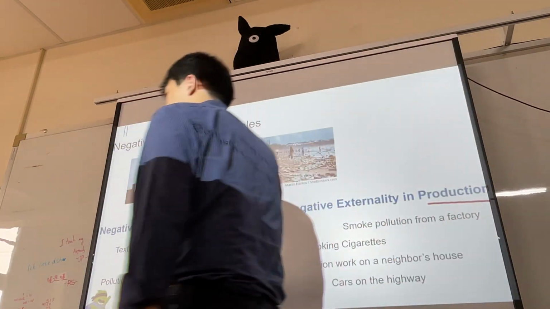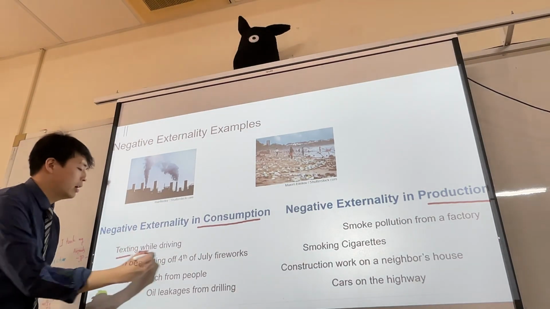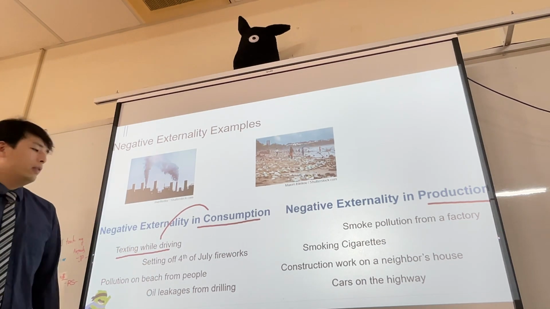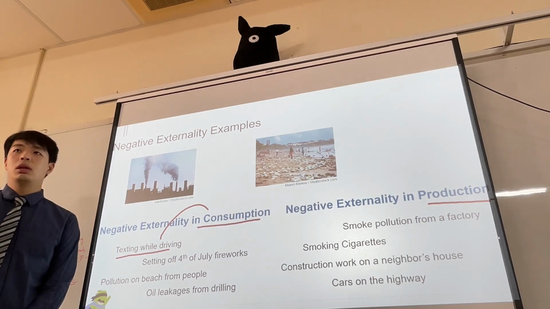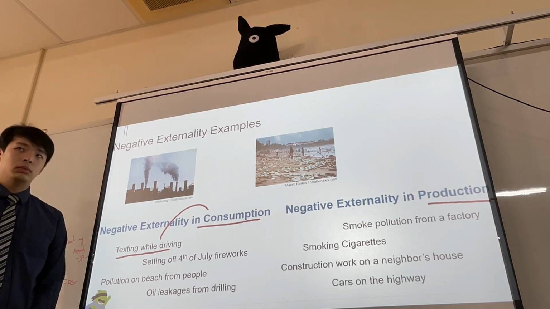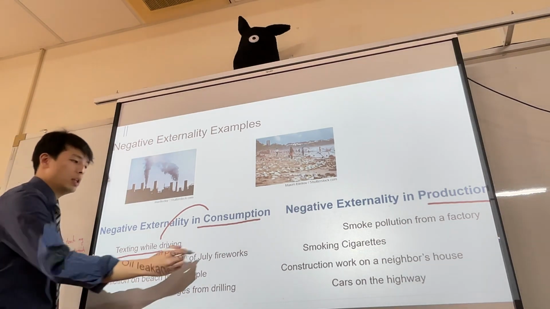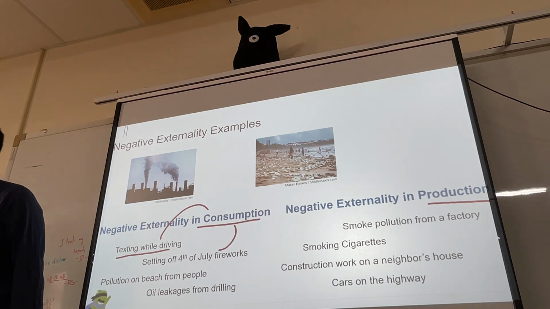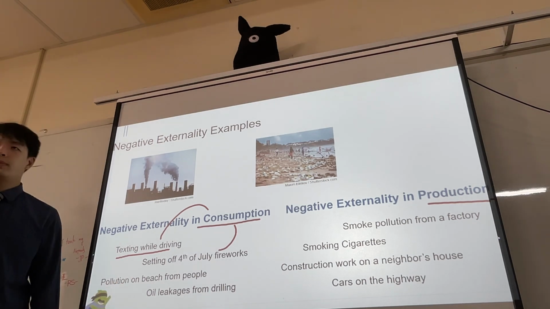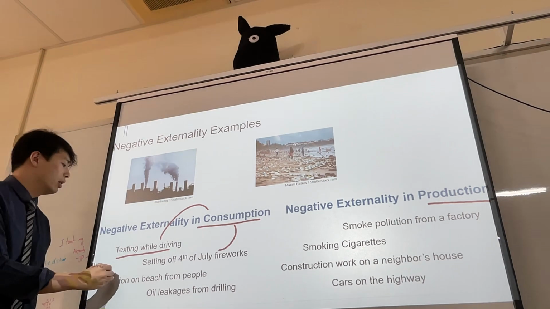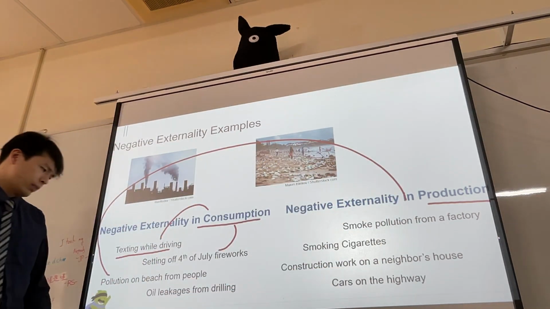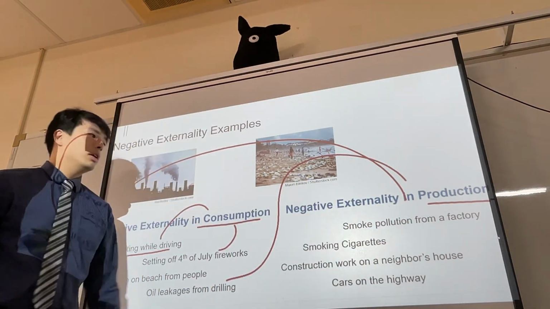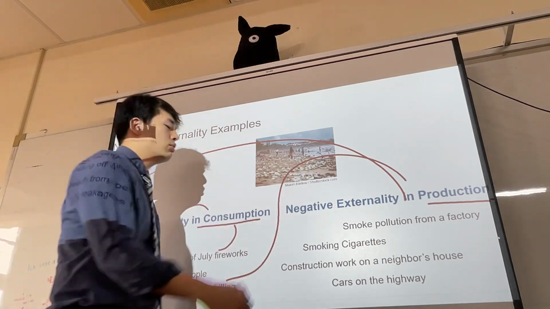First one, texting in the car while driving. Consumption. Good, easy. Setting off 4th of July fireworks. Consumption. You didn't make anything, just fireworks. That's it. Pollution on the beach. Production. You make water pollution. Oceanography topic. Oil leakage. Production. You make oil. Smoke pollution. Production. You make smoke.